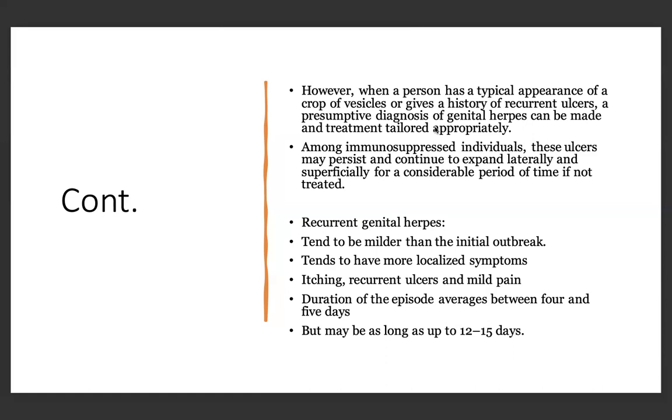Among immunosuppressed individuals, these ulcers may persist and continue to expand laterally and superficially for a considerable period of time if not treated. Recurrent genital herpes tends to be milder than the initial outbreak, with more localized symptoms: itching, recurrent ulcers, and mild pain. The duration of the episode averages between 4 and 5 days, but may be as long as 12 to 15 days.